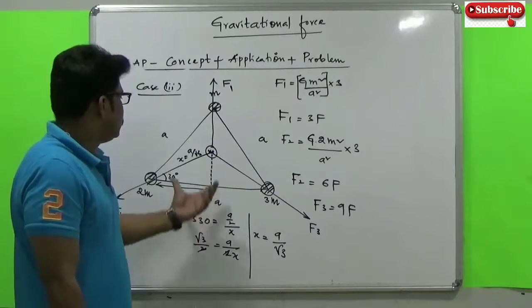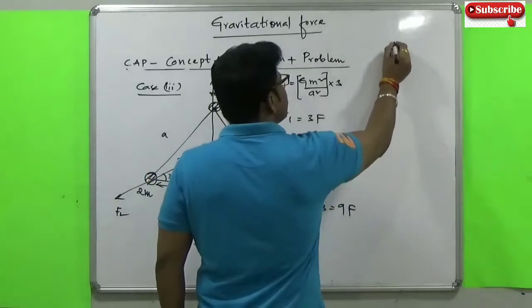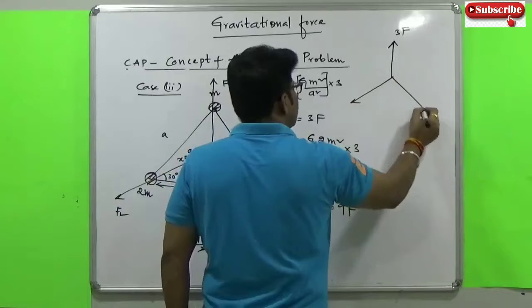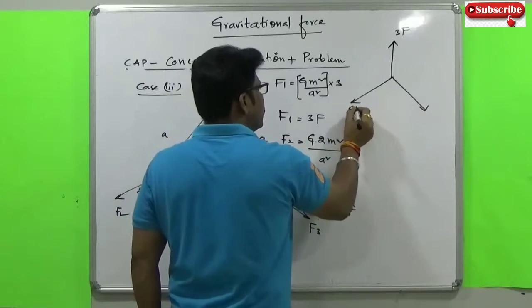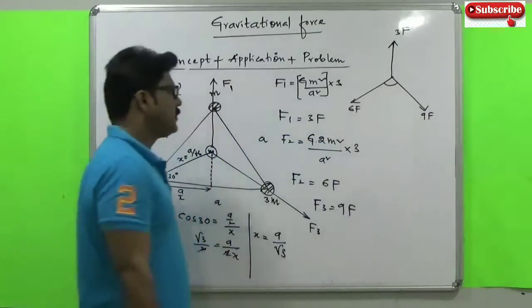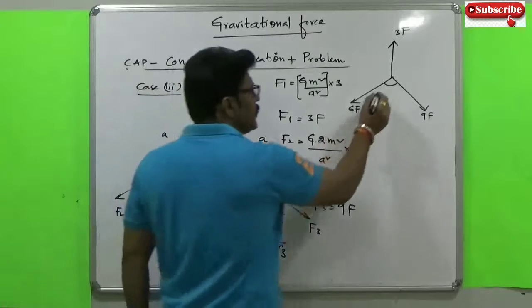Now applying the vector concept. See here, this is force 3F acting in the upward direction. Here these two are 6F and 9F. So what is this angle? Can you tell me what that angle is? This angle is 120 degrees.